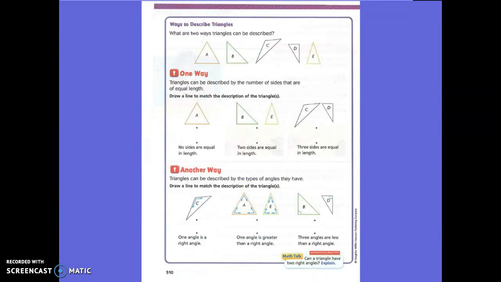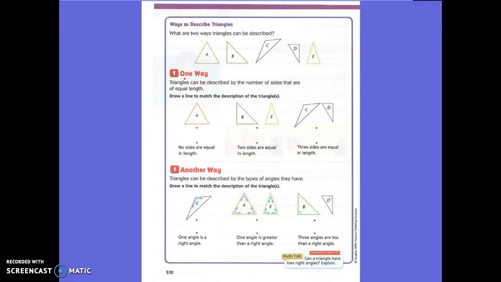All right, ways to describe triangles. 3. What are 2 ways triangles can be described? We're going to find the 2 ways. One way, triangles can be described by the number of sides that are of equal length. Draw a line to match the description of the triangles. Okay, so you have A right here. Everybody see A? Does A have no sides that are equal in length?